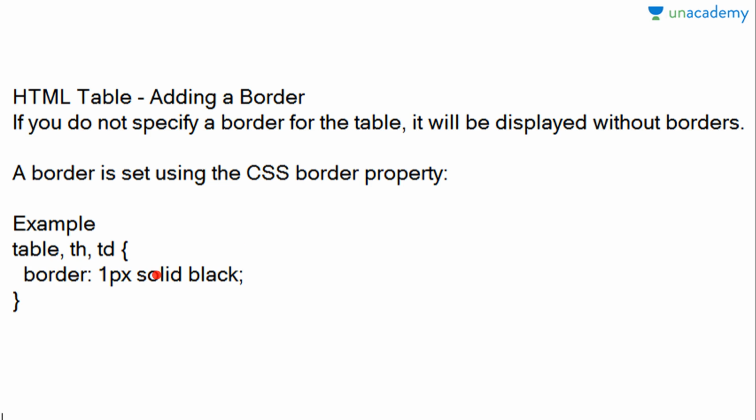As we provide a border in everything, meaning table, table heading and table data, we are writing here table comma th comma td. In brackets we write border colon 1px solid black. Here 1px defines the thickness, solid defines the type and black defines the color. So these three terms are different. That's why we write border colon space 1px space solid space black, then semicolon, then brackets close. This is how we provide a border.